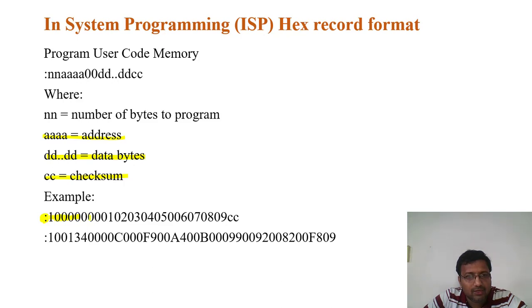Then there are 4 zeros, which is the first address of the program counter. Then these are the opcodes and operands of the code. Then the CC is there, that is the checksum. So this is the hex file. We will see the hex file while programming, and how it looks.